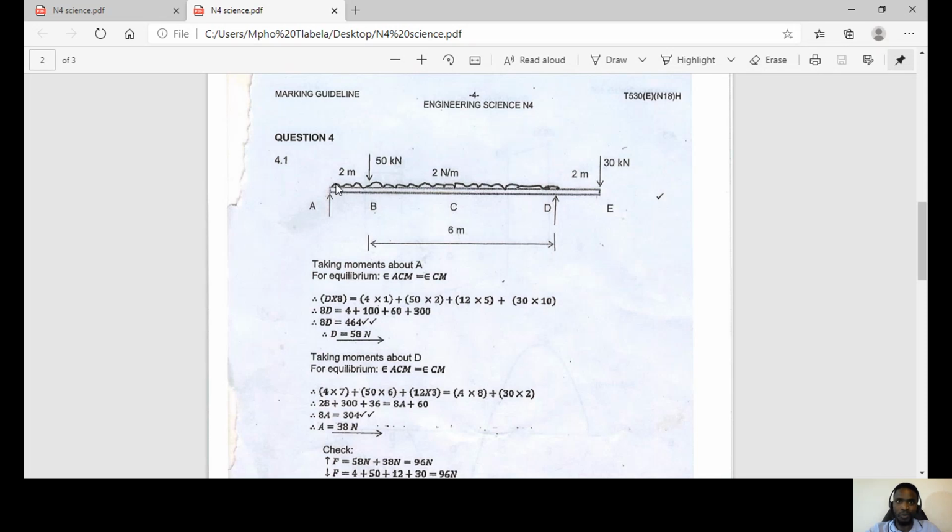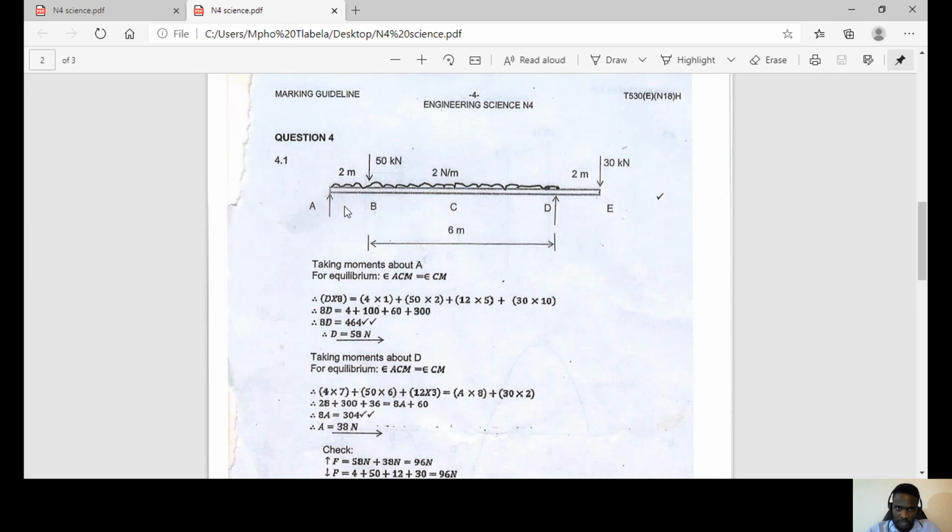Remember, guys, the distribution load is always working in the middle of its distance. Very important, note that. Right, now you can divide it and say from here to here is 2 newton per meter. What is the length here? The length here is 2, which means it's going to be 2 multiplied by 2. It's going to give you 4. It's on the top. Obviously, the load for the top is pointing down.